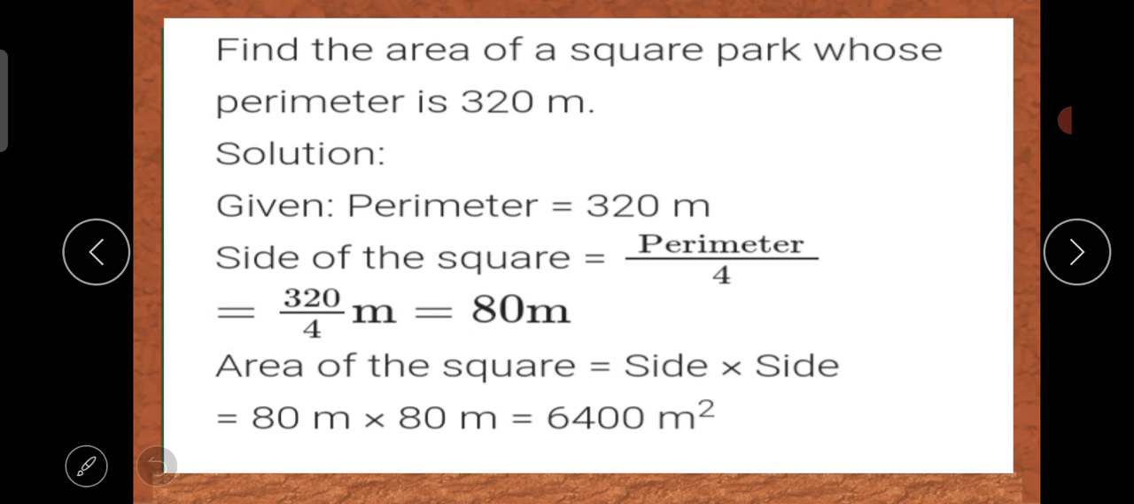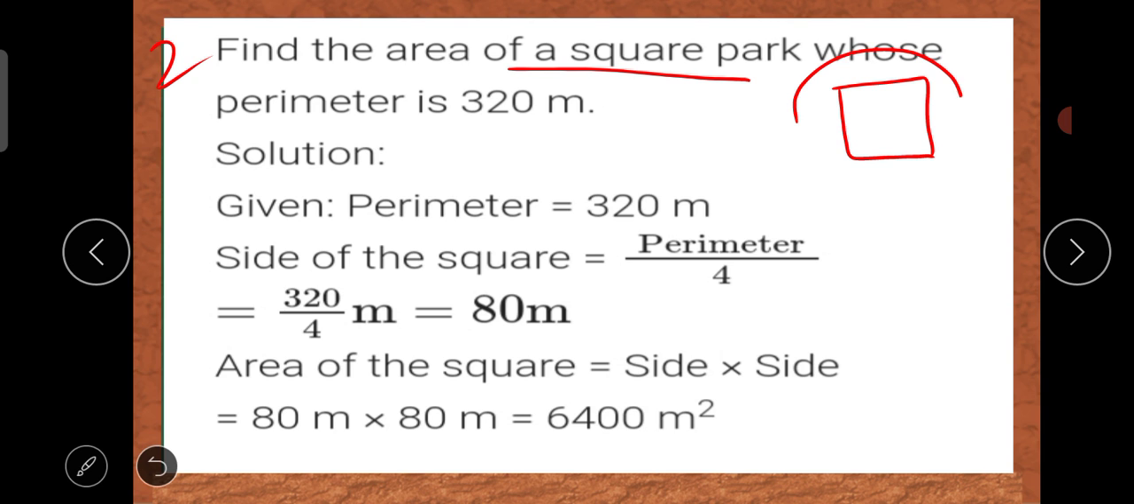Next question, see question number 2. Find the area of the square park whose perimeter is 320 meter. Here we are going to find the area of a square. We know all sides are equal in length. So perimeter given means the whole measurement is given, that is 320. Out of that we have to find its one side.